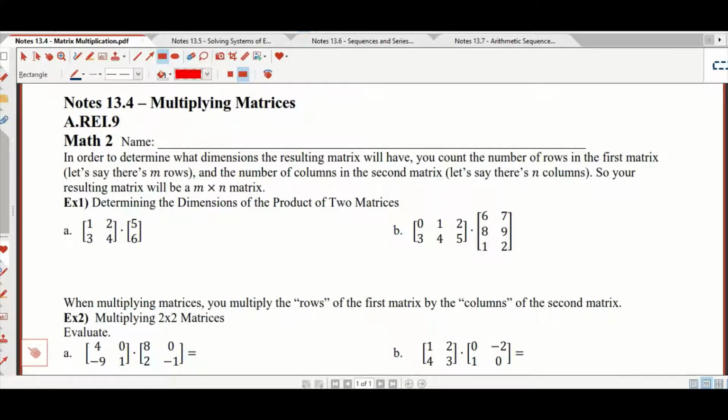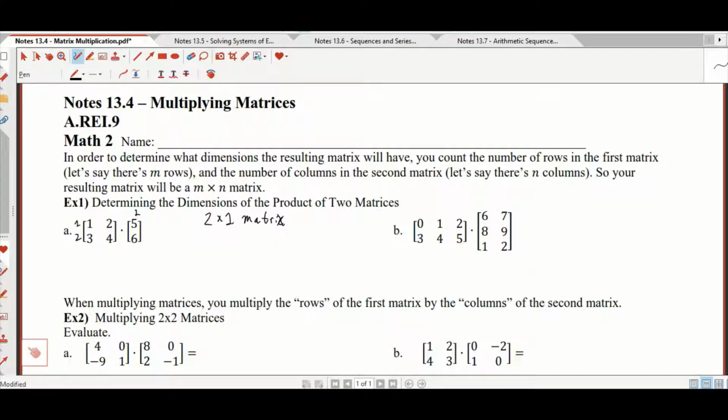In order to determine what dimensions the resulting matrix will have if you multiply them, you count the number of rows in the first matrix and the number of columns in the second. That is, the number of rows by the number of columns, an n by n matrix. If you count the number of rows in the first matrix, this is 1, 2, 2 rows, and the number of columns, well, there's only one column, then it would be a 2 by 1 matrix. It would be 2 rows and 1 column.